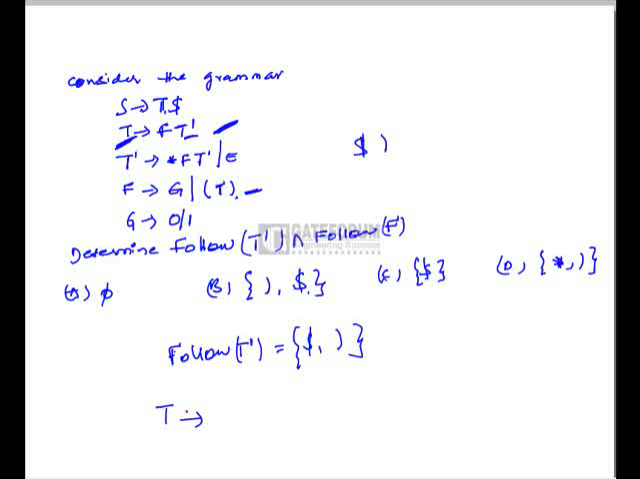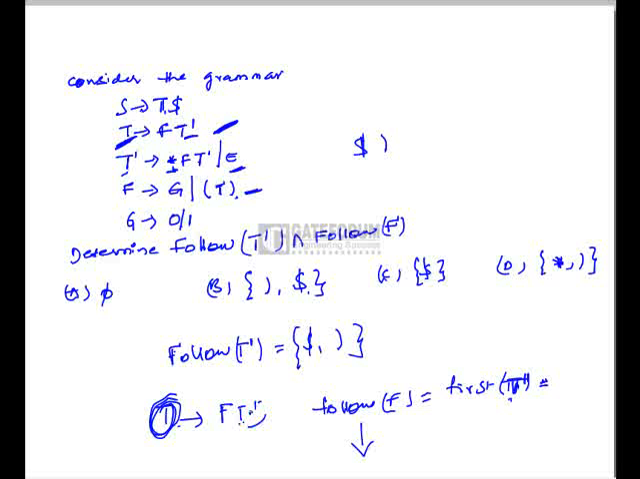Because of the production T gives F T dash, follow of F will become first of T dash. Here first of T dash is star and epsilon. Since first of T dash contains epsilon, here follow of F would become follow of T. Why? Because here first of T dash contains epsilon.